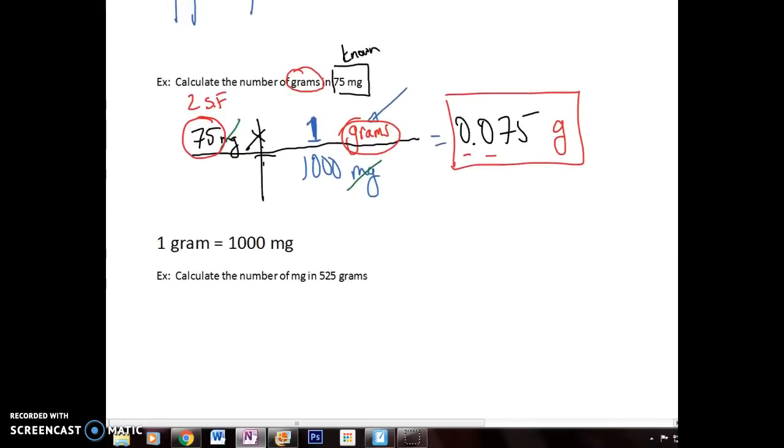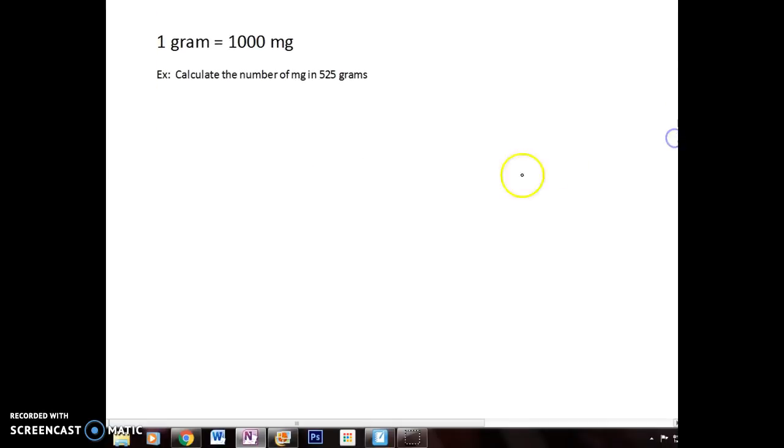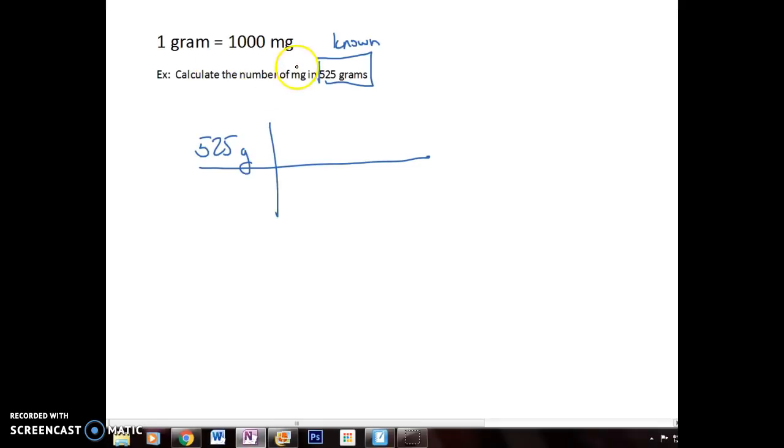Okay. Let's look at one more sample problem here. It says calculate the number of milligrams in 525 grams. So the first thing we're going to do is, once again, identify our known. There's our known value. We're going to write a straight line. We're going to put 525 grams. And we're going to look for our unknown. What are we trying to find? Calculate the number of milligrams. Milligrams, there's our unknown.